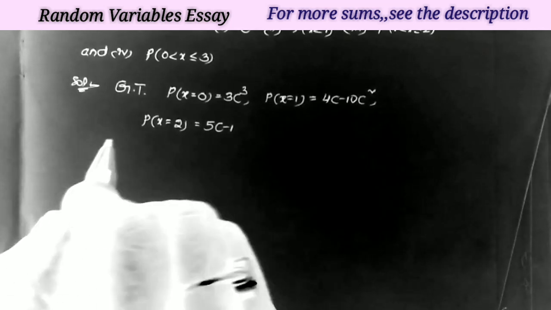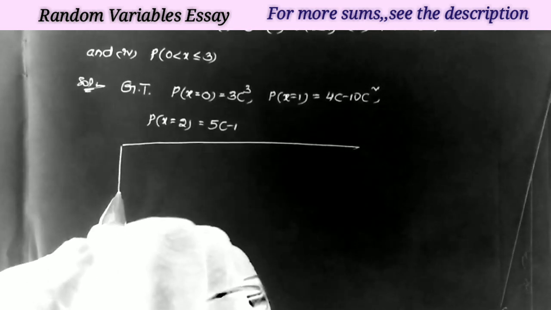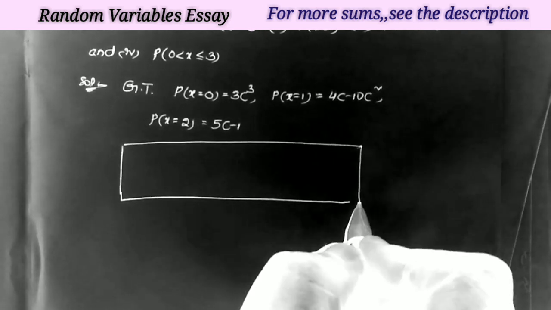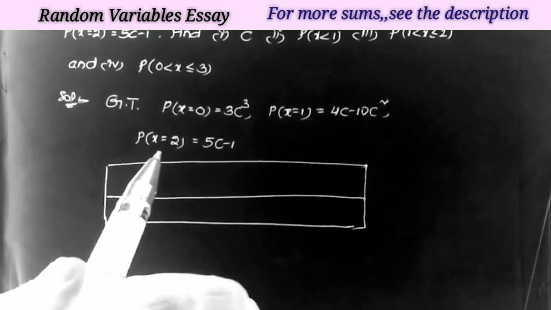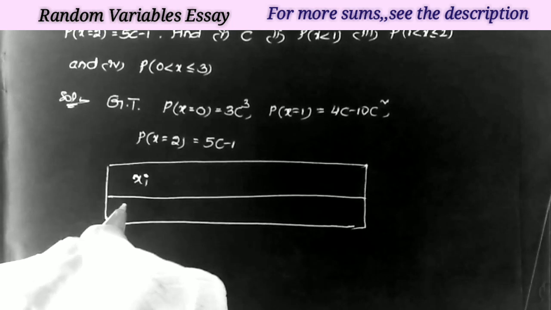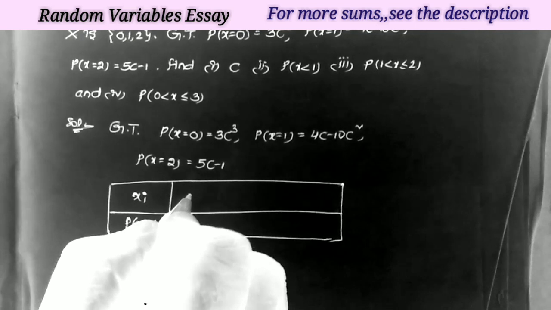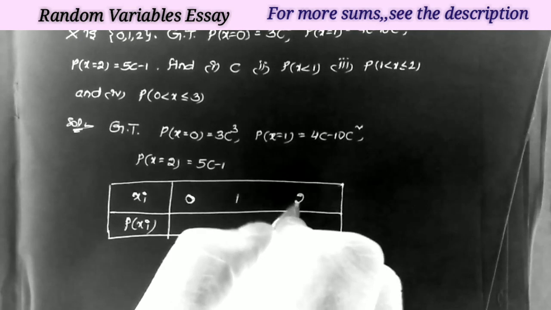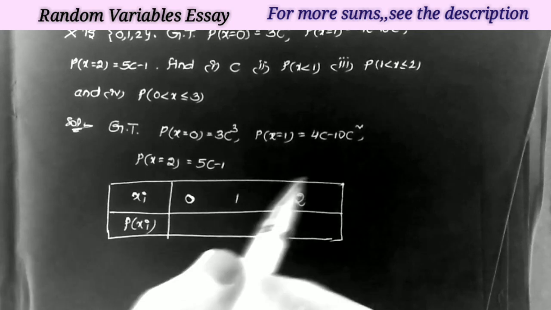Now constructing the table by using the given data. Now I am converting the given data into the tabular form. So this is the table. What are the x values here? X is equal to 0, x is equal to 1, x is equal to 2. That is, these are xi values. These are corresponding probabilities. What are the xi's here? 0, 1, 2. Xi means this is nothing but x values.